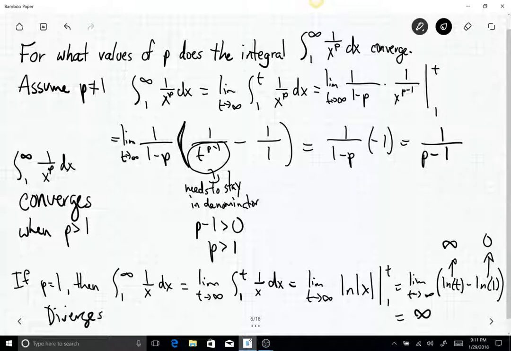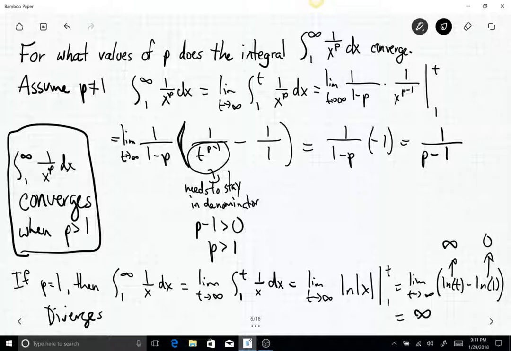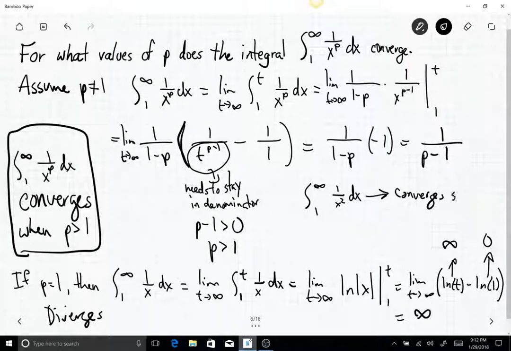So I didn't even have to worry about it. So you get your solution. This thing converges only when p is greater than 1. So what does that mean? Well, here's the easy stuff. If I take an integral from 1 to infinity of 1 over x squared dx, I know it converges since p equals 2.